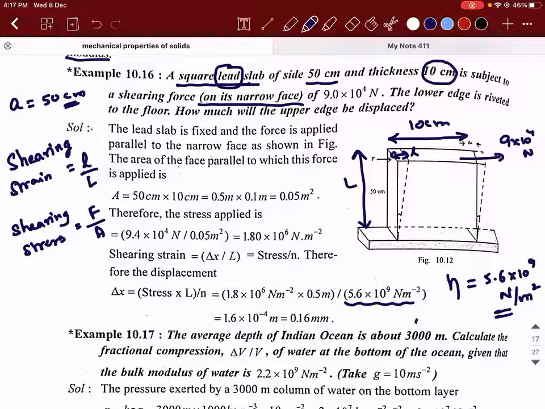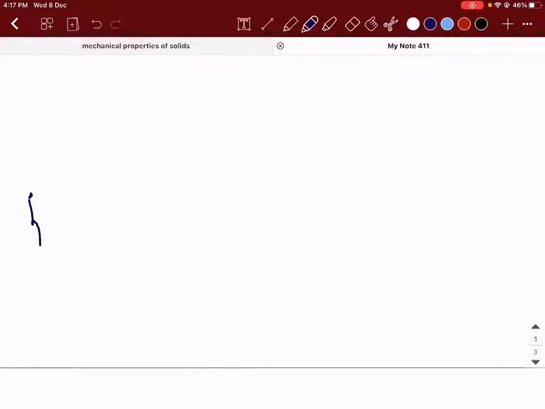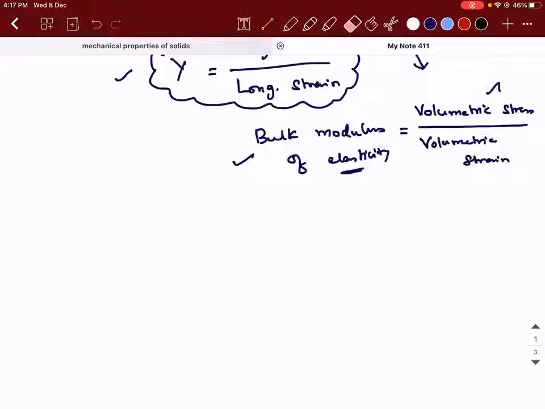Don't worry, this kind of a mistake will not happen in your exam. Now, since you know the value, what can you do? You will write eta is equal to shearing stress divided by the shearing strain.